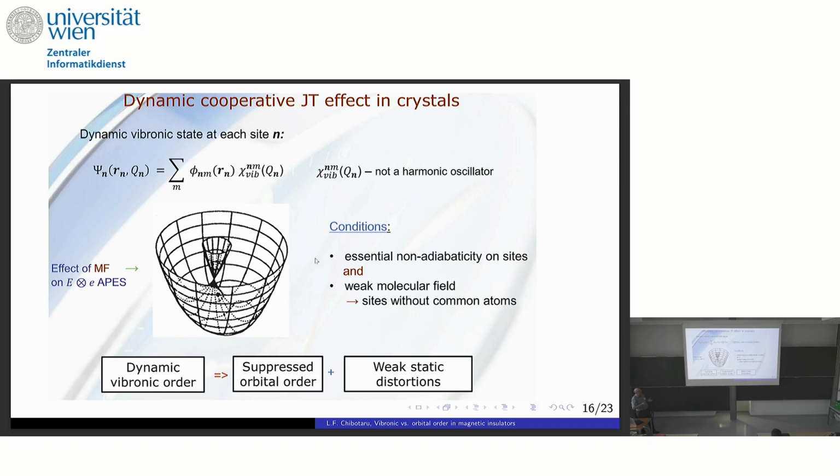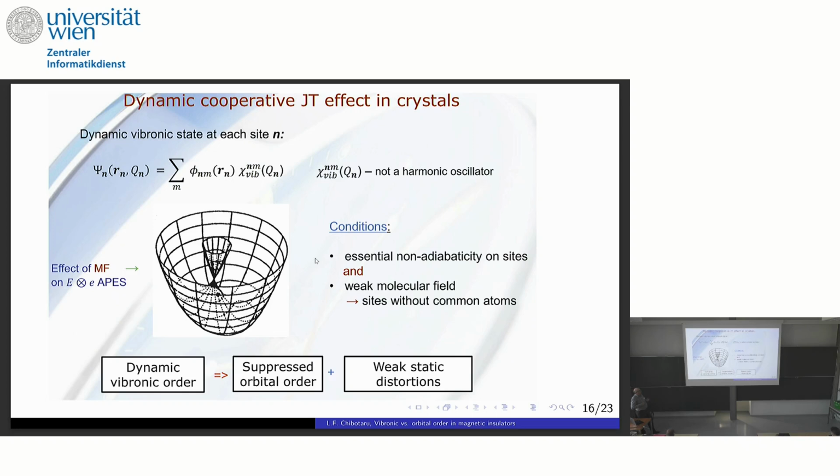But we have another situation when you have essential non-adiabaticity. This is the E⊗e problem, for instance. You have the H⊗h problem, the T⊗h problem. For polarons, you can have the Γ8⊗e problem. When you have a continuum of minima in the adiabatic potential energy surface.